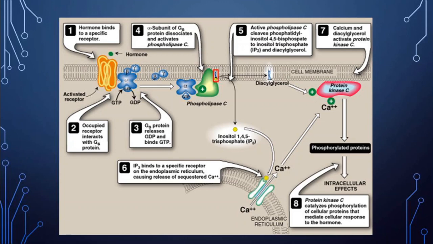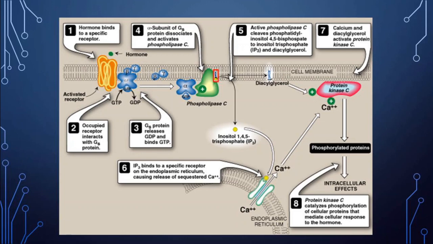The phospholipase C then converts phosphatidylinositol, from where? From the cell membrane. Phosphatidylinositol is present in the cell membrane, and the phospholipase C converts phosphatidylinositol to diacylglycerol and inositol triphosphate.